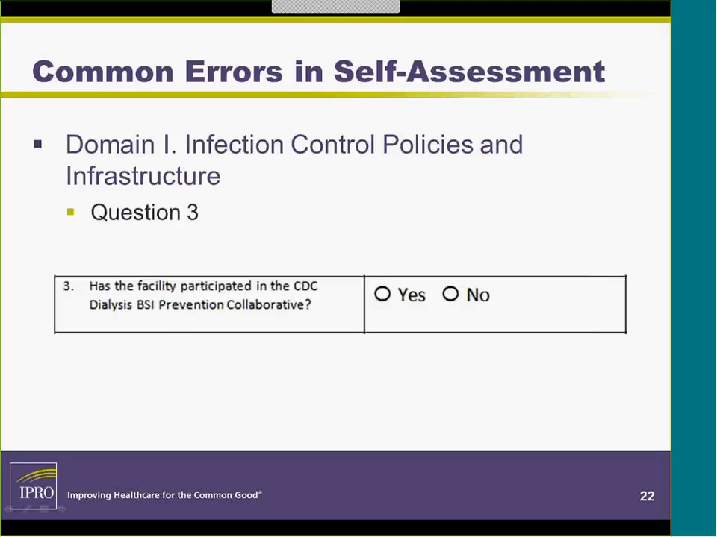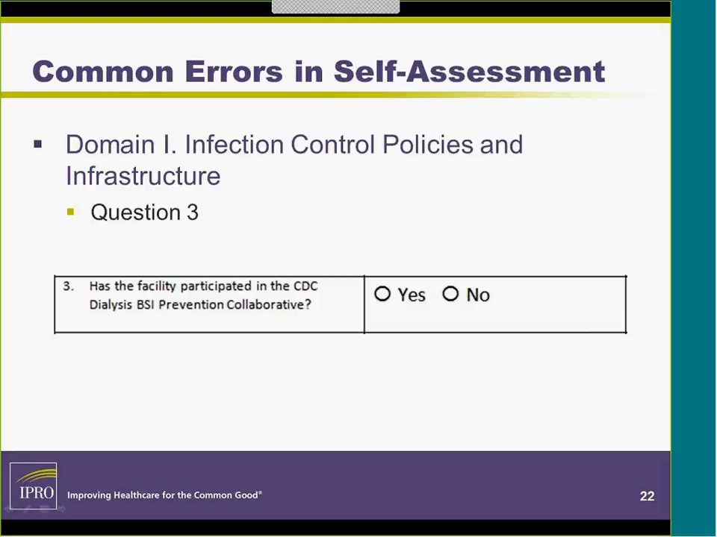Domain 1, infection control policies and infrastructure. Question 3: Has the facility participated in the CDC Dialysis BSI Prevention Collaborative? Most facilities are checking yes, and most facilities should be checking no. The Dialysis BSI Prevention Collaborative is a CDC initiative, a collaboration among outpatient hemodialysis facilities across the country. It is included in the ICAR as there's been a lot of valuable research and best practice coming from the work being done through the collaborative.